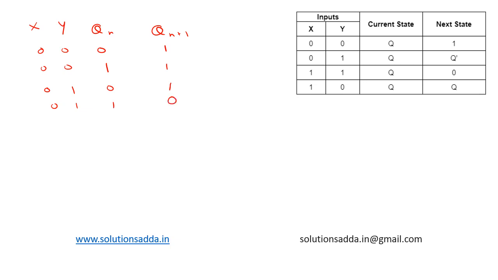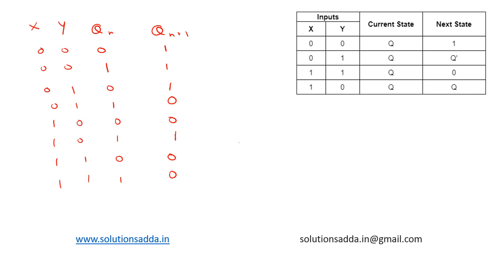For the next case is 1, 0, and q, whatever it is, qn plus 1 will be also the same. So 1, 0, 0, it will be 0. 1, 0, 1, it will be 1. And for 1, 1, we have 1, 1, 0 and 1, 1, 1. For 1, 1, whatever is q, next state would be 0. So both cases are 0 here. So this is the truth table.